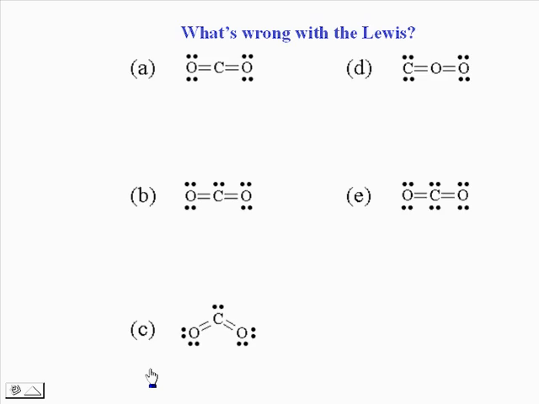Let's take a look at what is wrong with these Lewis structures. Let's see what rules they are not following. Let's take a look at some of these and why they would not work. Let's take a look at C down here. Look at how many electrons are around carbon. There's 2, 4, 6, 8, 10. Remember, they only need 8 electrons.